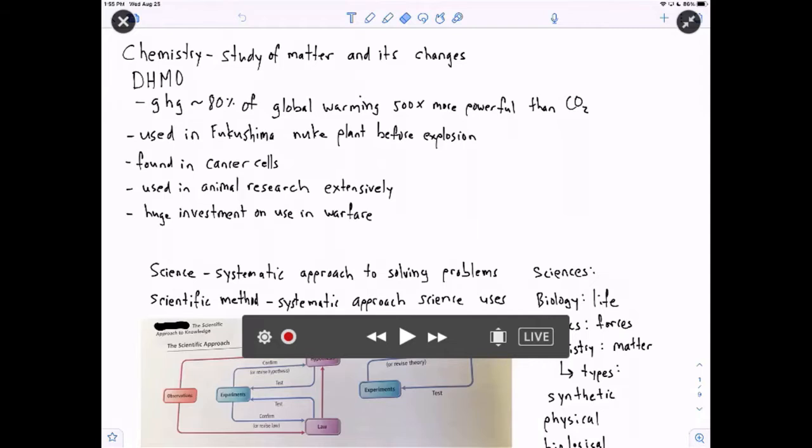And this is my attempted hook for you. One of the things about studying natural science, like chemistry and other sciences, is that you can start to see through some BS, right? And you can see there's a lot of BS out there.